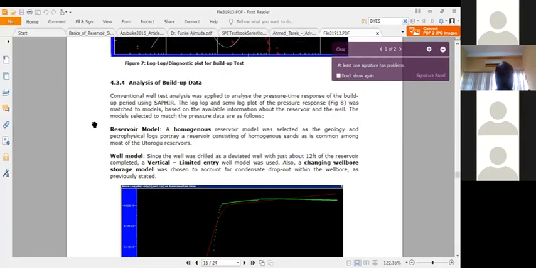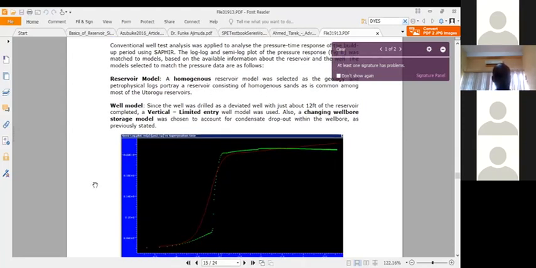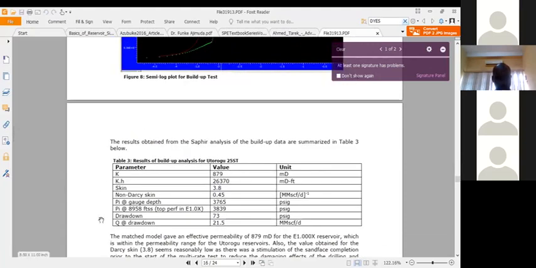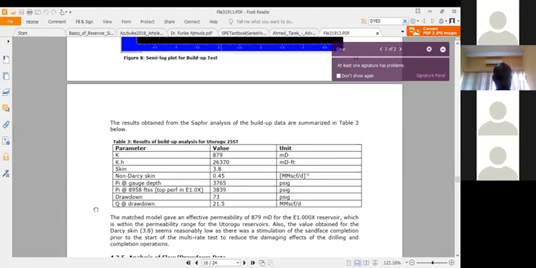Here, conventional well test analysis was applied to analyze the pressure time response of the build-up period using Sapphire. This is one of the well test software. The log-log plot of the pressure response was matched to models based on the available information, so the reservoir model. You will see that these are results of the build-up analysis.